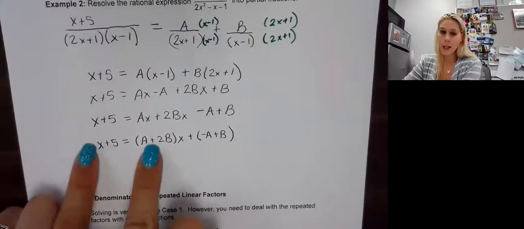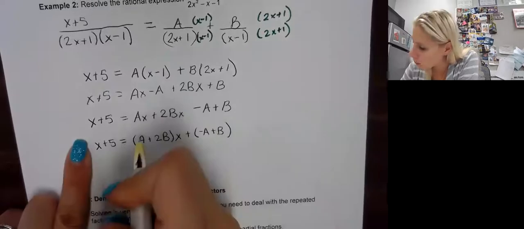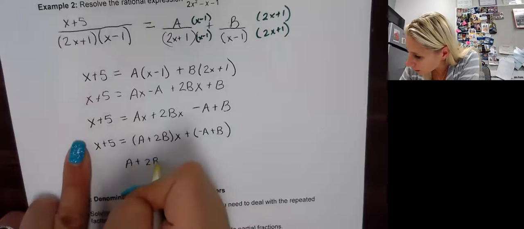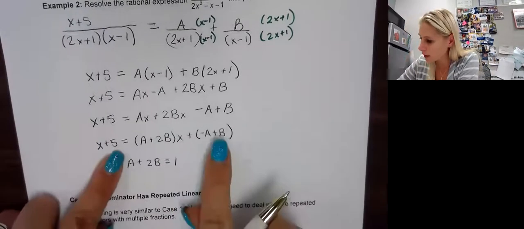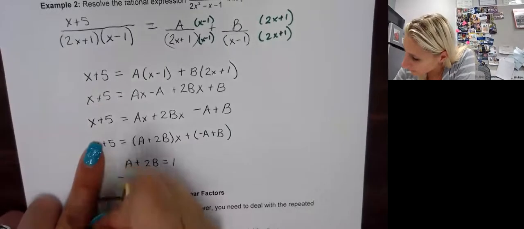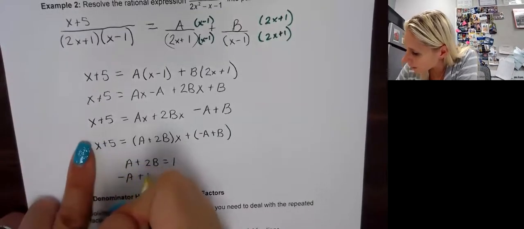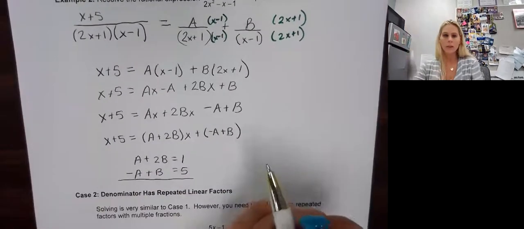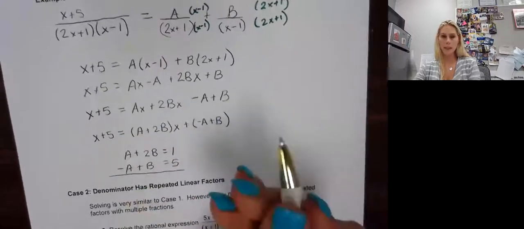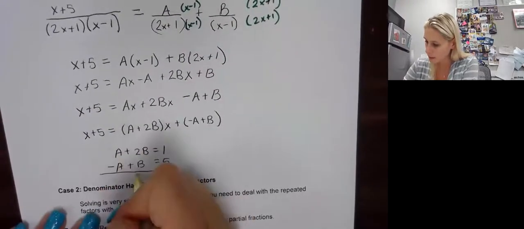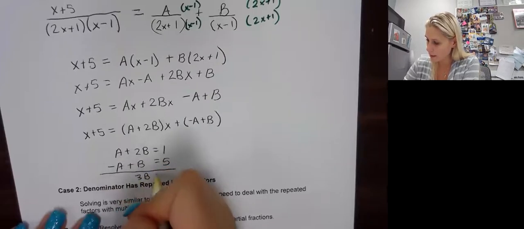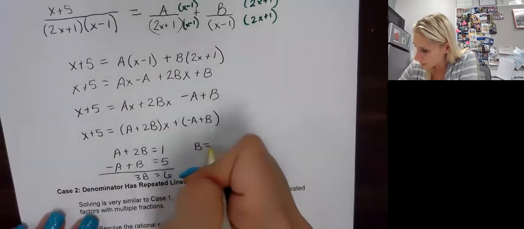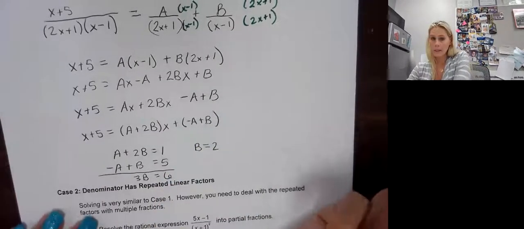So what is the value in front of this x here? Well, it's 1. So that means a plus 2b equals 1. And our constant is negative a plus b equals 5. Now, solve our system. In this case, because they're opposite, we can add straight down. So a's cancel. We get 3b equals 6. So b equals 2. Now I get to substitute back in.